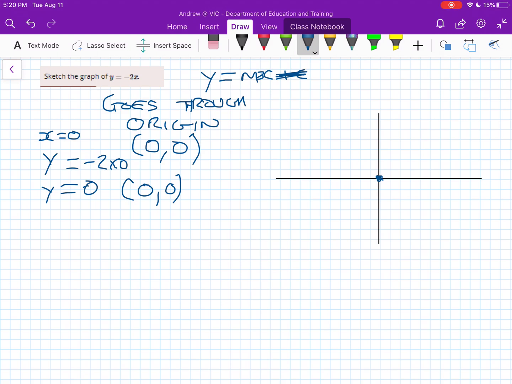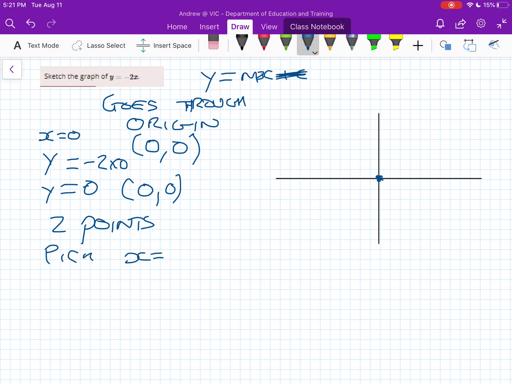So now all we need to do is find another point, because you always need 2 points to graph, okay? So what we actually do is we just pick another value to go off. So I'm going to pick the value of 1. You could pick -1, you could pick 5, you could pick 100 if you really wanted to. But it's normally easiest just to pick 1 because it's a very easy number to work with.